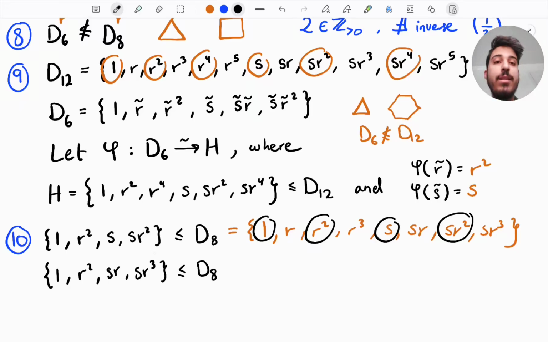The same can be said for 1, R square, SR, and SR cubed. This is another subgroup of D8. And this terminates the examples after following the definition of a subgroup.